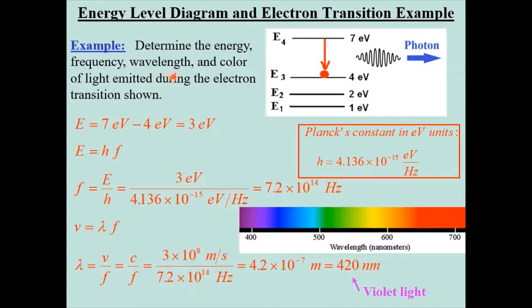The last part here was, what color is this light? Well, for here, I have to look on an electromagnetic spectrum for visible light. 420 would be somewhere right around here on this spectrum. Here's 400, here's 500. And so that would fall in the violet part of the spectrum, meaning that this transition up here is going to produce violet or purple light.